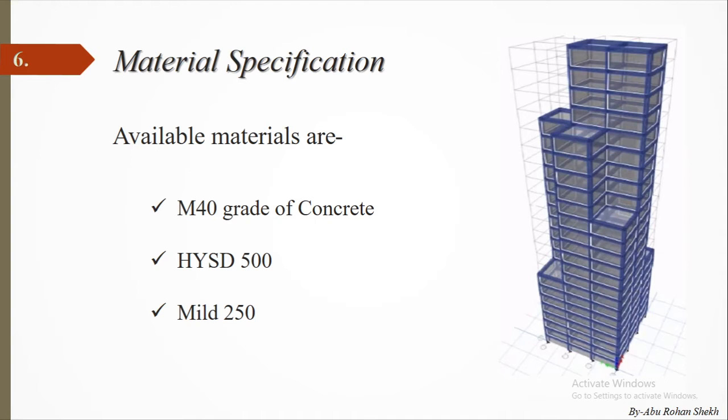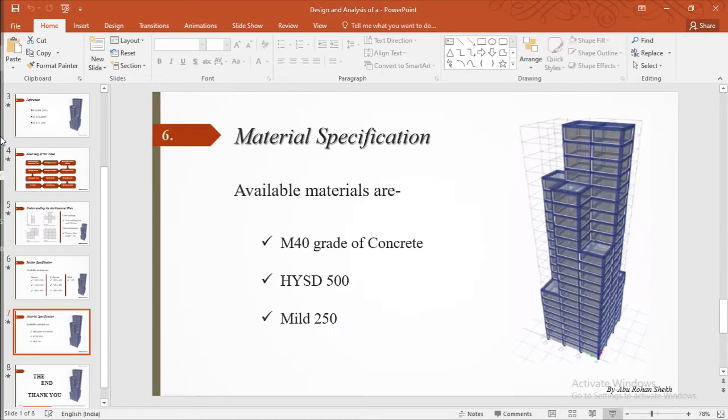In the material specification we have available materials such as M40 grade of concrete, and high yield strength deformed bars of 500 grade, which will be used for main reinforcement of the column and beam sections. We have mild steel 250 grade rebars, which will be used as shear rebars or shear reinforcement.